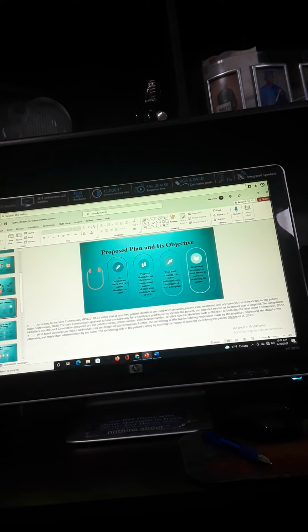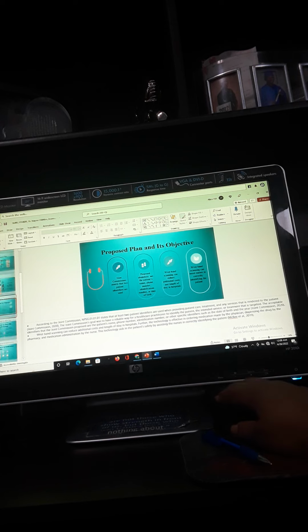Wristband scanning can reduce additional costs and length of stay in hospitals. Further, the technology is effective in ordering medications by the physician, dispensing the drug by the pharmacy, and medication administration by the nurse. This technology aids patient safety by assisting nurses in correctly identifying the patient. McBee et al. 2019.